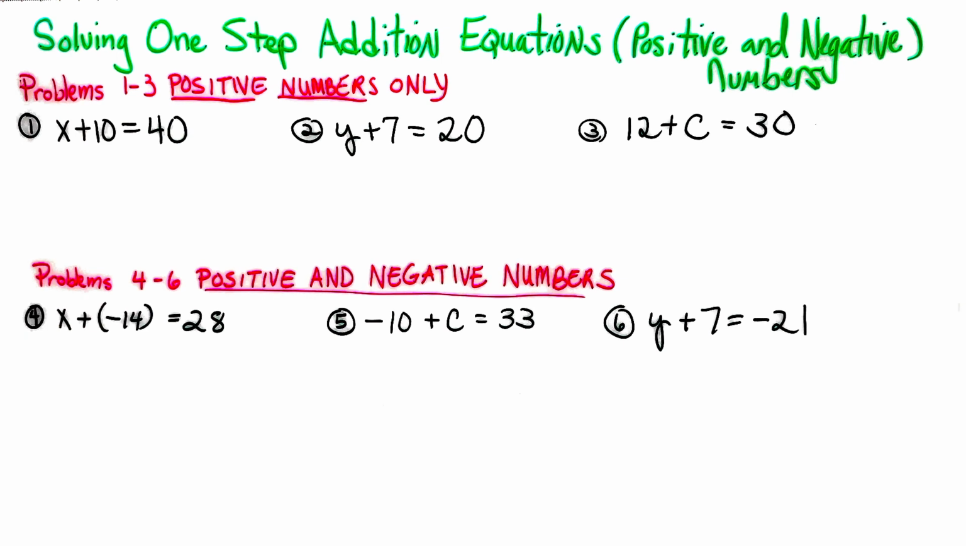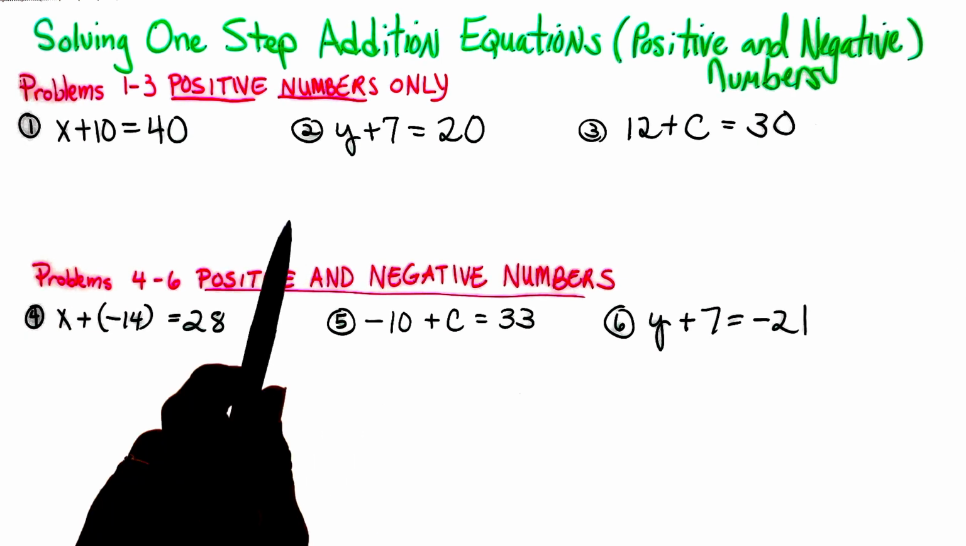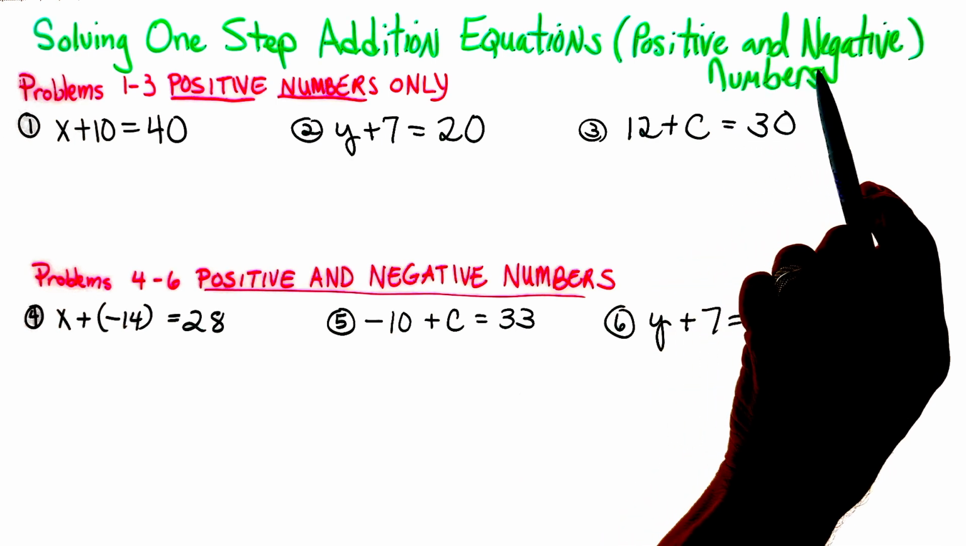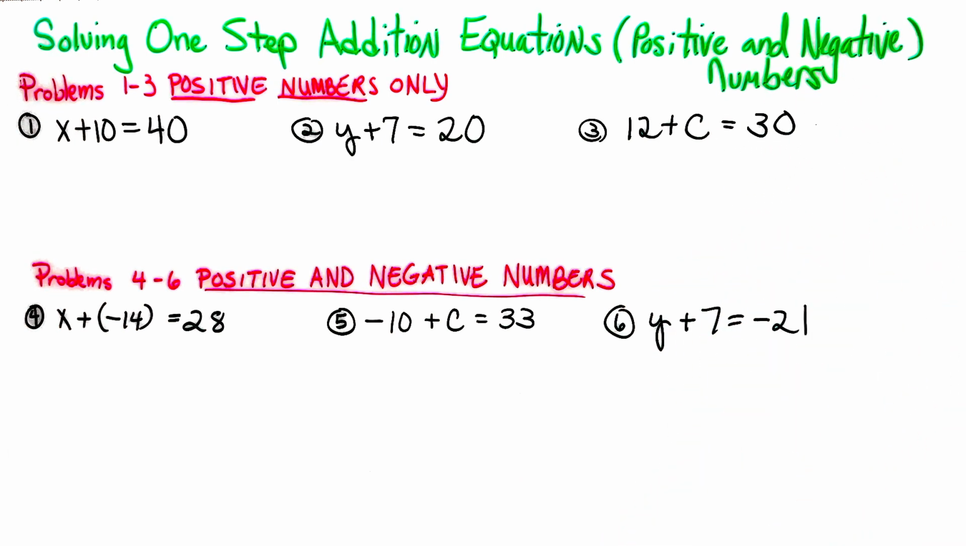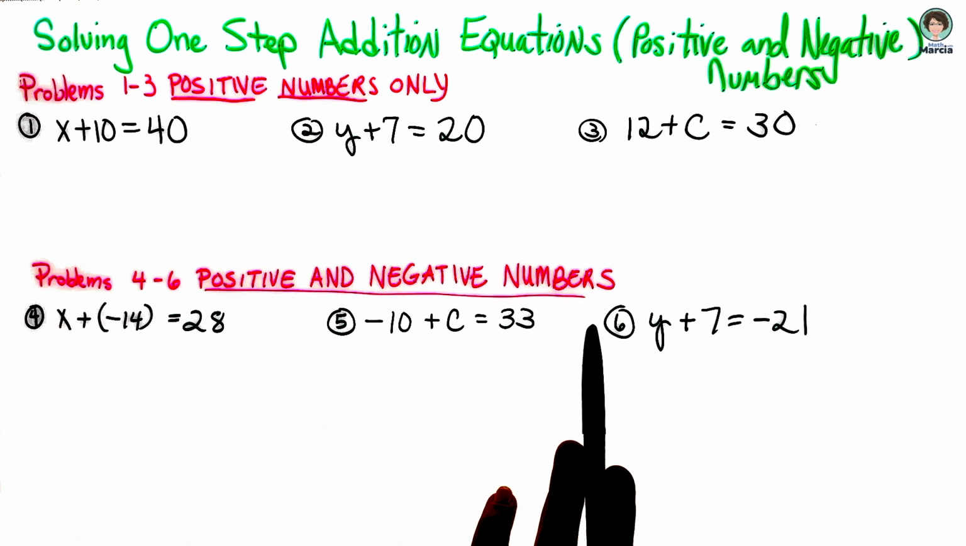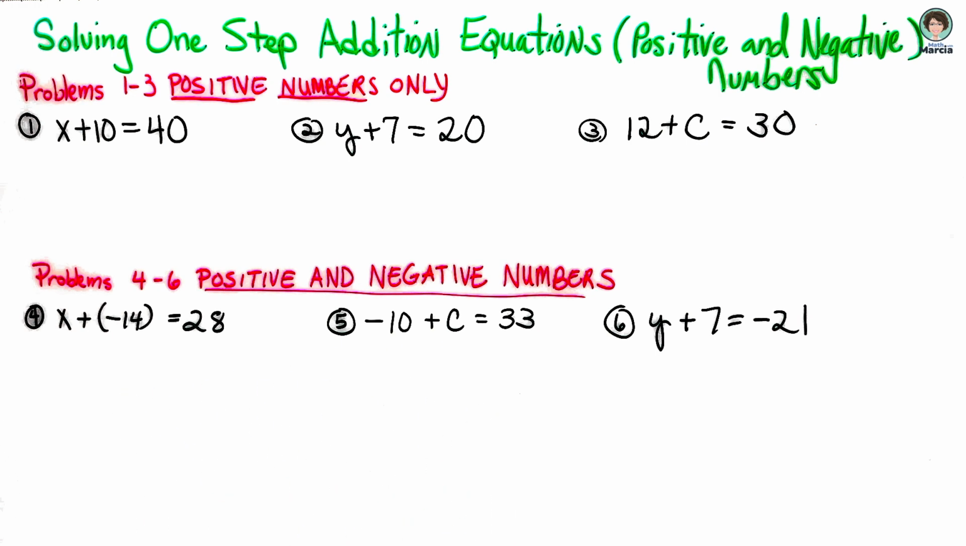For this lesson, we are going to be solving one-step addition equations. There's going to be positive and negative problems. And the reason you'll see my directions say for 1 through 3, it's positive numbers only. These problems are for people that have not learned about integers yet. For problems 4 through 6, notice it will be positive and negative numbers. And I do have integers there. So let's see what we need to do.